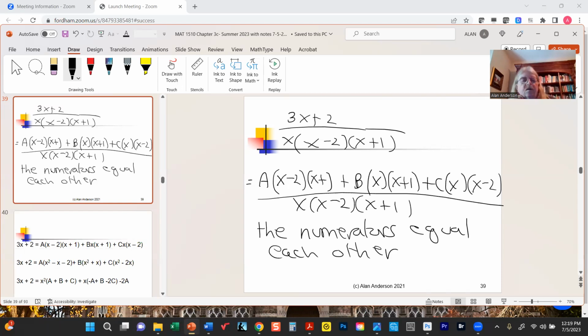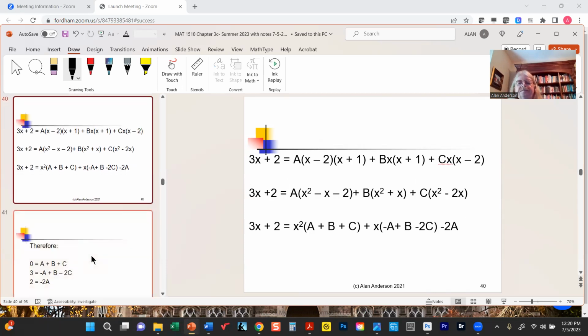That's the bottom line. And so really what we're trying to do here is gather up all the terms on the right so that we can set them equal to what's happening on the left. So in other words, if I do that here, what I'm going to do is simplify it a little bit.